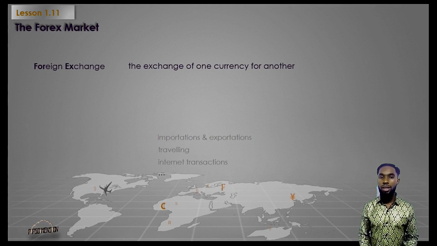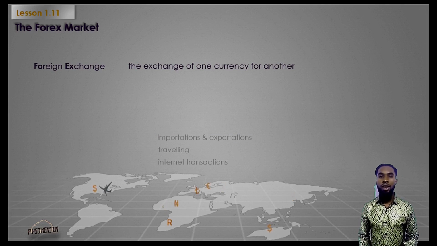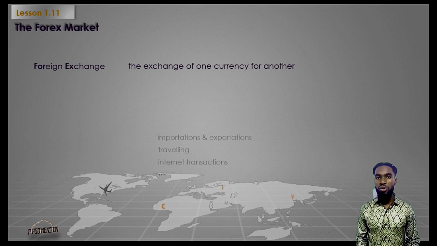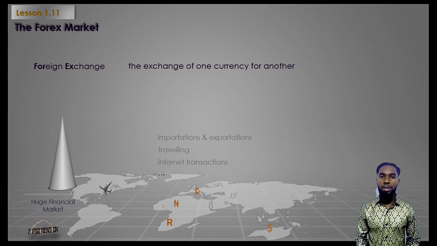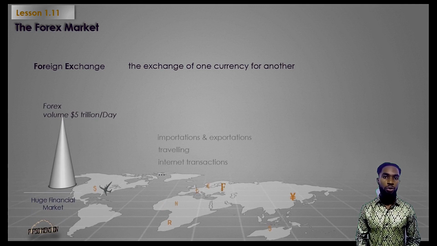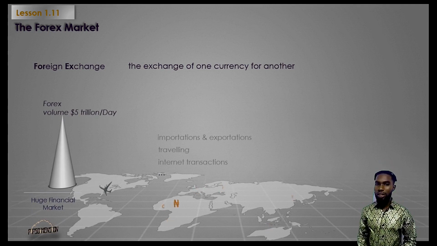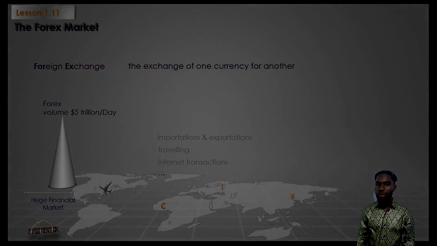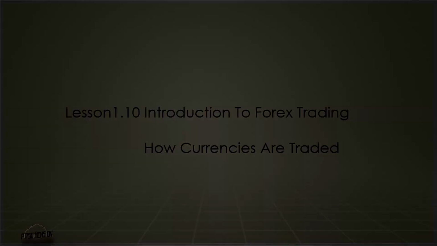You see, these and other transactions that require the exchange of one currency for another are basically what make up the forex market. It's huge, as a matter of fact. The forex market generates an average daily trading volume of over 5 trillion US dollars. For you to understand how you can trade with currencies to make profits, let's look at a live instance.